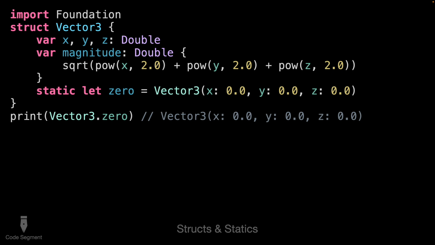So thus far, everything we've done has been instanced, right? Whenever you create a new instance of your type, it creates a block of memory for that. It stores all of the properties, and that's its own block.